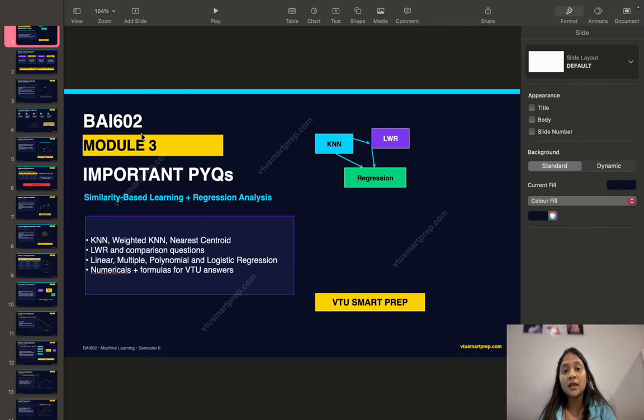Whatever topics I'm mentioning, you just read those topics without missing any topic. It is very easy if you understand the concepts: ANN, LWR, linear regression, multiple regression, polynomial regression, logistic regression. If you understand these topics, it's very easy for you to write in the exam. You can also expect some numerical questions where you have to learn the formulas. For these topics, you'll find the answers in my notes, which I'll tell you about by the end of the video.